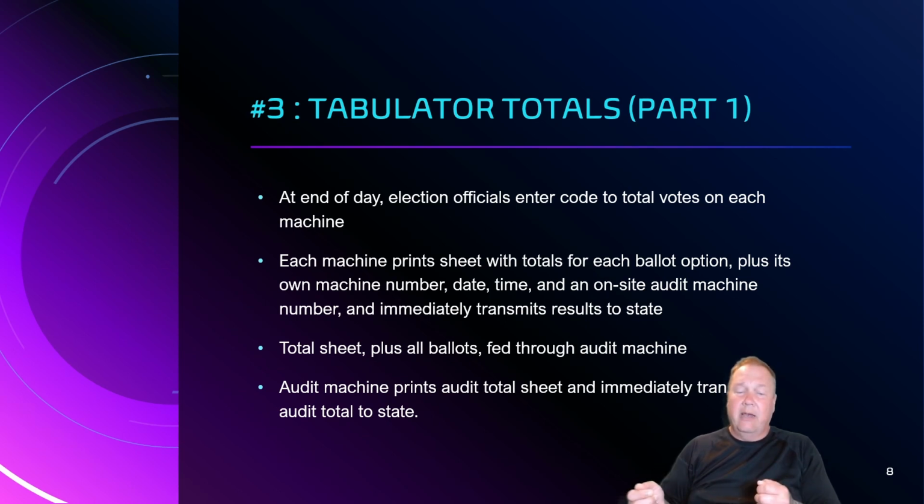So now I have the original totals and I have the audit totals from the same stack, but from two different machines. I've just verified that these machines are both counting the same way, so I don't have a single machine failure.